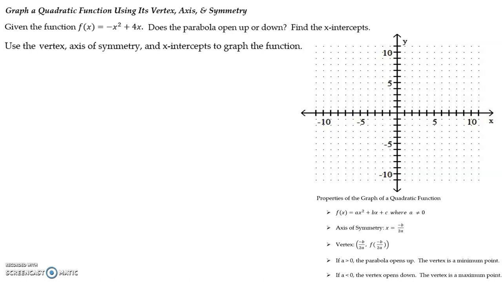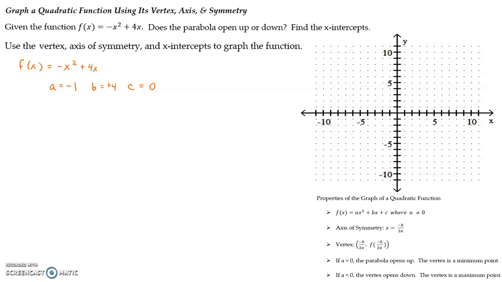Let's take a look at the function f of x equals negative x squared plus 4x. Let's go ahead and identify our a, b, and c values off of this function. Our a value is the coefficient in front of the x squared term, which in this case is going to be a negative 1. Our b value is a positive 4, and we don't have a constant here at the end of our function, so our value for c is going to be 0.